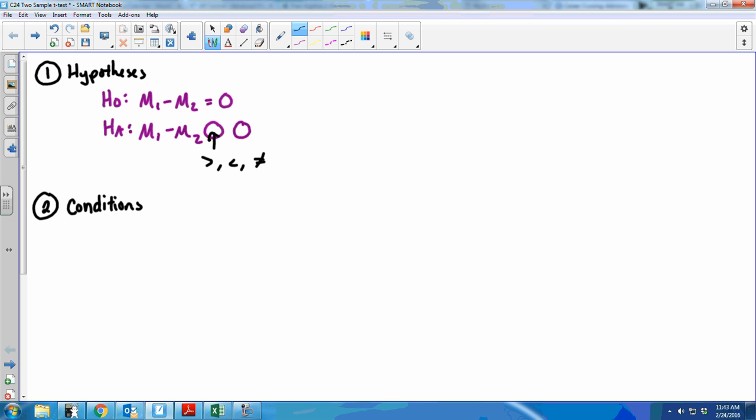Randomization. Was randomization employed to get a sample from group 1? Randomization employed to get the sample for group 2? Again, don't put those together. Check them individually.